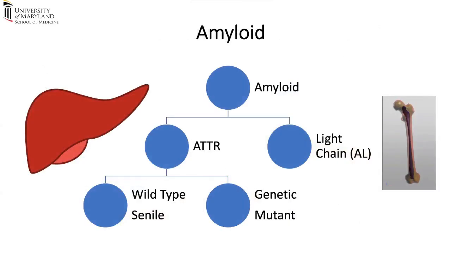So amyloid, at the very top, we're going to break into 2 types. On the right side of the screen is light chain disease, or AL. It is a bone marrow disease. On the left side is ATTR, and this is a liver disease. It breaks out into 2 types: the wild type, previously known as senile, so you'll hear both terms used frequently, and then the genetic or the mutant type. So these terms are equal, but it's easy to get confused.